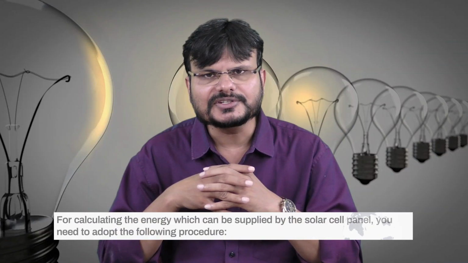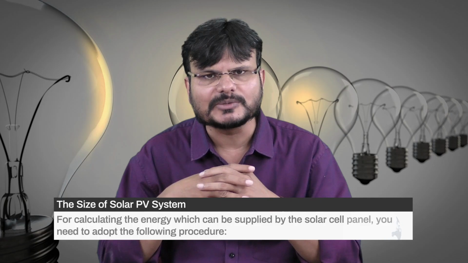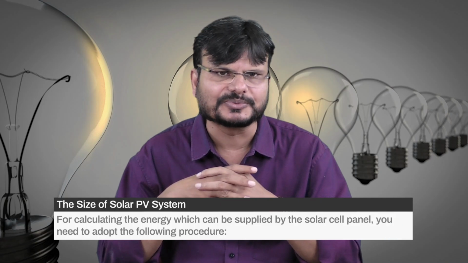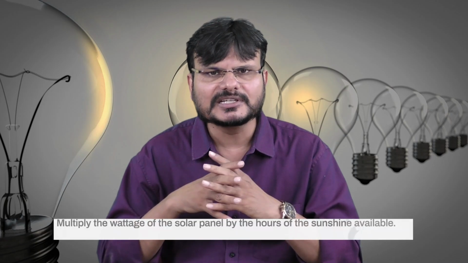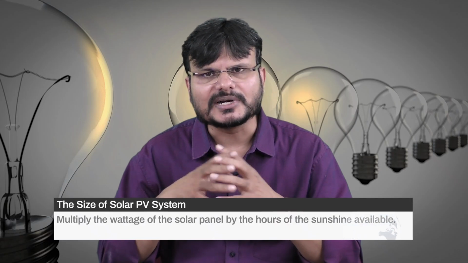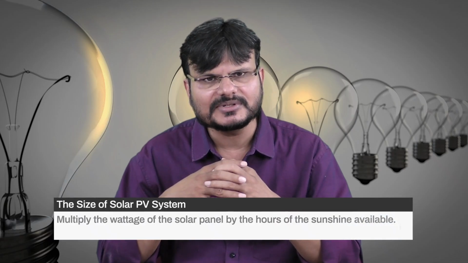In other words, if more energy is taken from the battery, it will discharge faster. Now, we have to see the size of the solar PV system. For calculating the energy which can be supplied by the solar cell panel, you need to adopt the following procedure. Multiply the wattage of the solar panel by the hours of sunshine available.